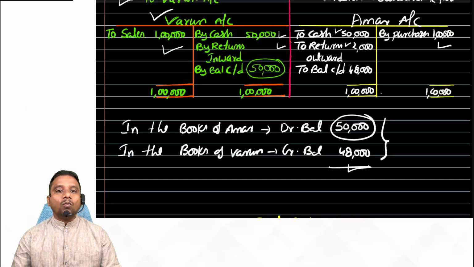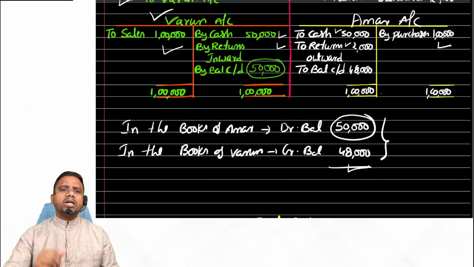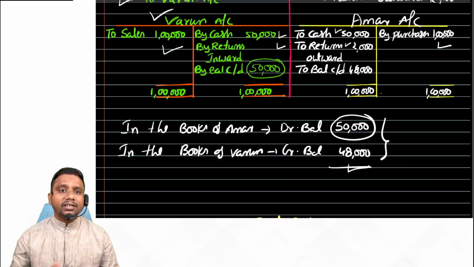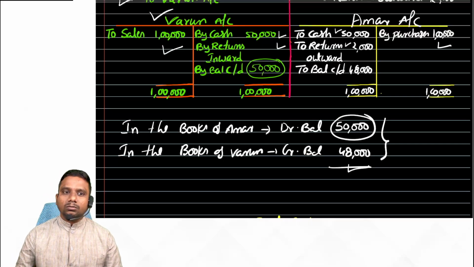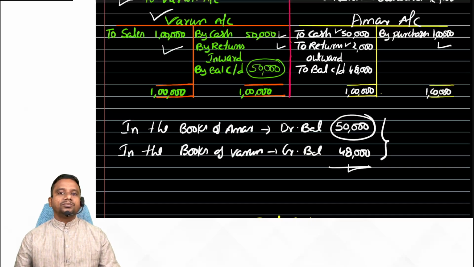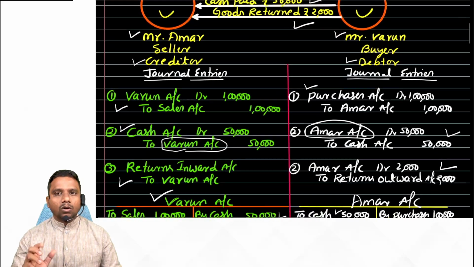In this case, what is the remedy for this? Now, Amar asks Varun, you have to pay me 50,000 rupees. But in Varun's books, how much is it showing? 48,000 rupees. Now Varun says, no, no, Amar, in my books, it is showing 48,000. Amar says, no, no, Mr. Varun, it is 50,000 rupees balance. Now there is a conflict between these two people. Now what will Varun do?